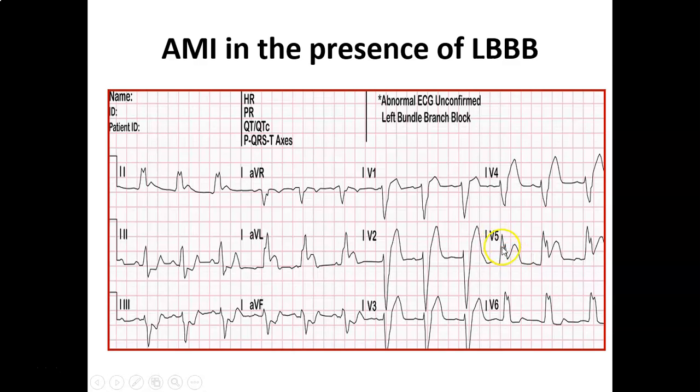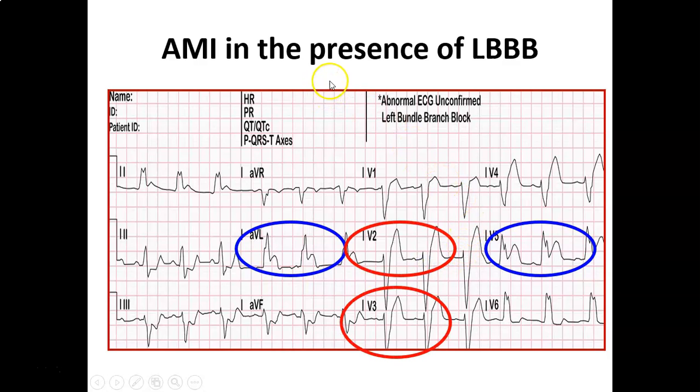If you look at V5 and V6, especially V5, the R wave and ST segment are in the same direction. So this is concordant. This is clinically significant. And if you look at lead V2, the ST segment elevation and QRS complexes are in the opposite direction, but the ST segment is elevated quite high, more than 5 mm. So this is your acute myocardial infarction in presence of left bundle branch block.